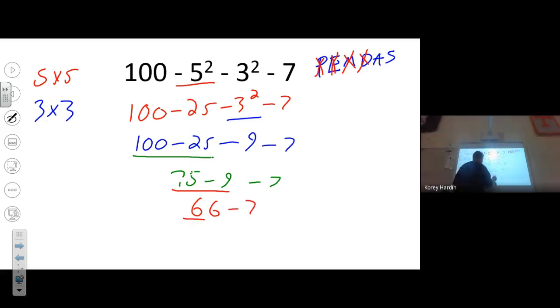When I take 66 and I subtract 7, the answer I get is 59. Yeah, 59. Had a brain fart there for a second. Had to make sure I was right. But 59. Okay, so if you missed that, please write it correctly.